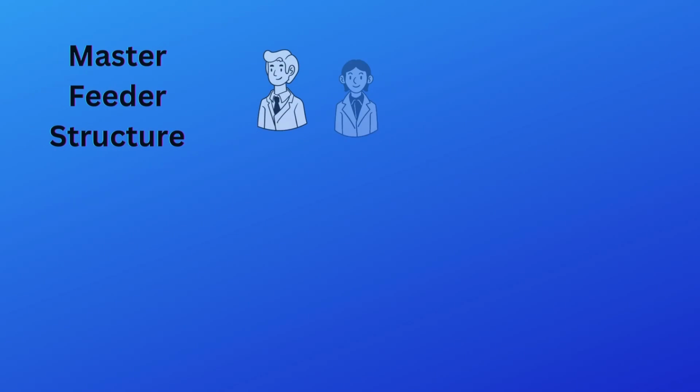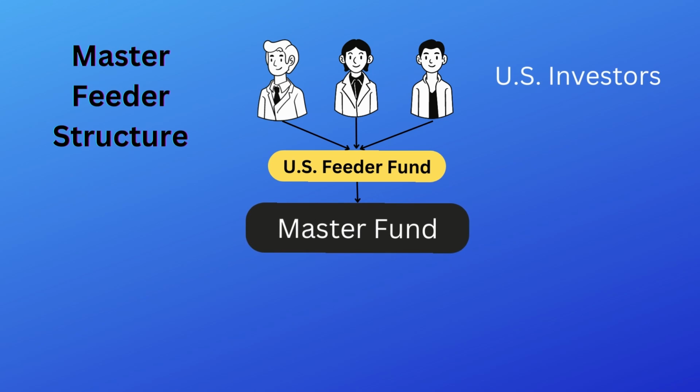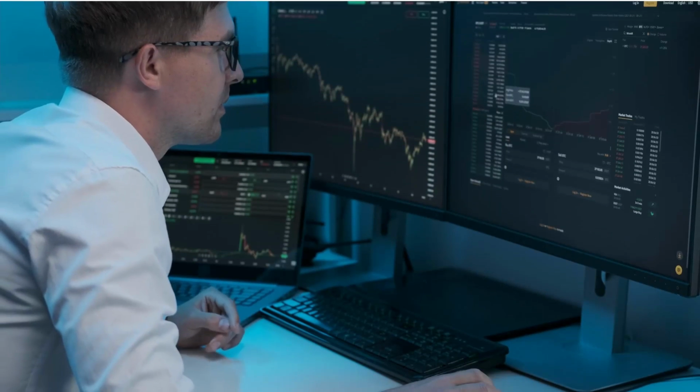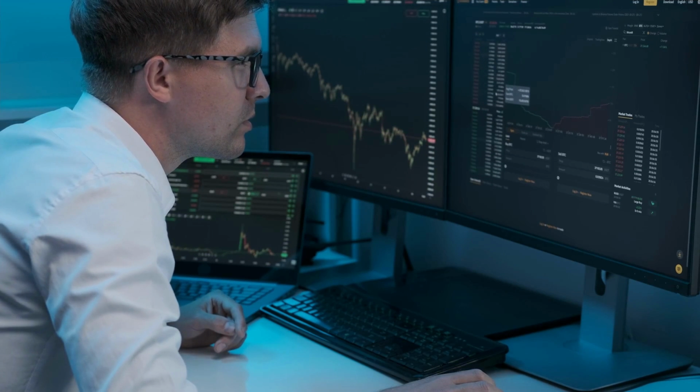With the master feeder structure, investors residing in the United States can invest in the U.S. feeder fund, which then subscribes to the master fund located offshore. Investors residing offshore would invest directly with the offshore feeder fund, which then subscribes to the master fund located offshore, typically in the BVI. All trades are conducted at the master fund level and then reported to the separate feeder funds respectively.